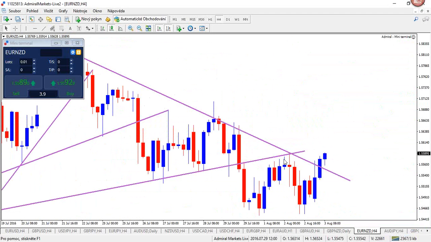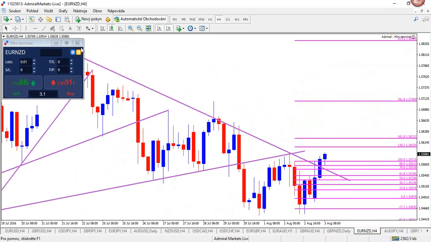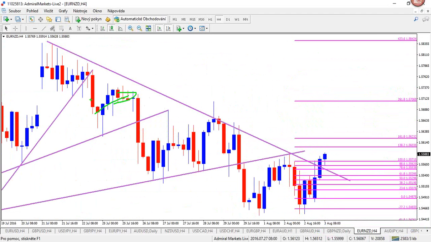All right, Euro New Zealand. Euro New Zealand had a pretty good candle here. We were talking about this candle yesterday too on the Euro New Zealand, right there. That candle closed pretty well, retraced. So if you put a fib on that candle, you can see clear momentum to the downside, corrections to the upside.